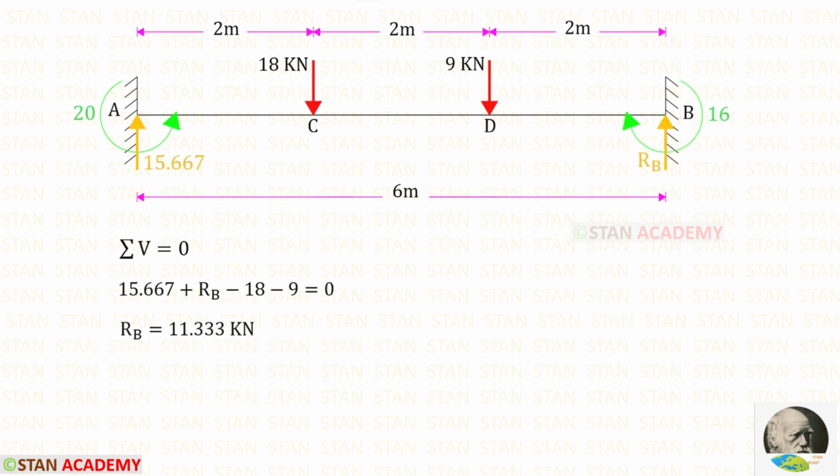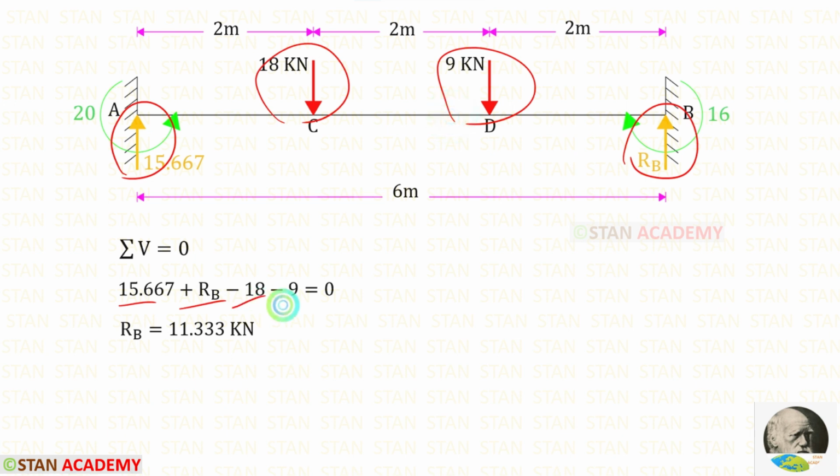Now let us apply the rule sigma V is equal to 0 and find RB. RA and RB are acting upwards, so both of them are positive. These two loads are acting downwards, so both of them are negative. Finally, for RB, we are getting 11.333 kN.